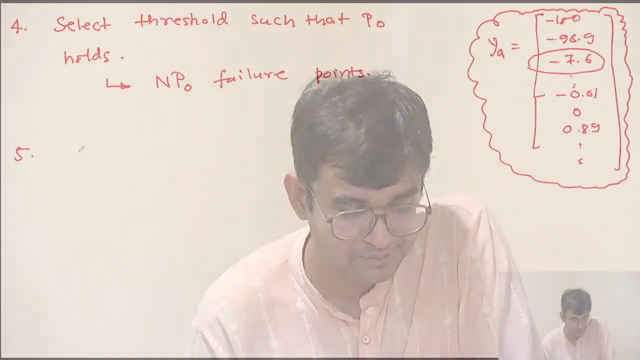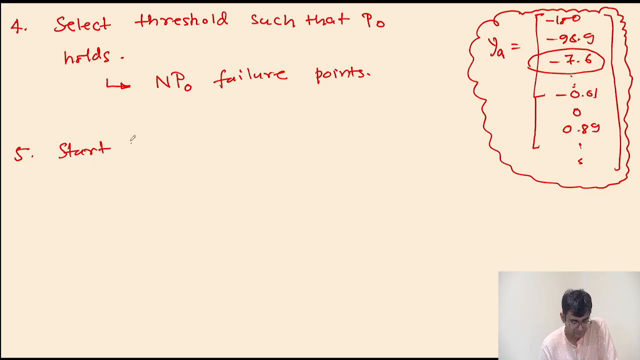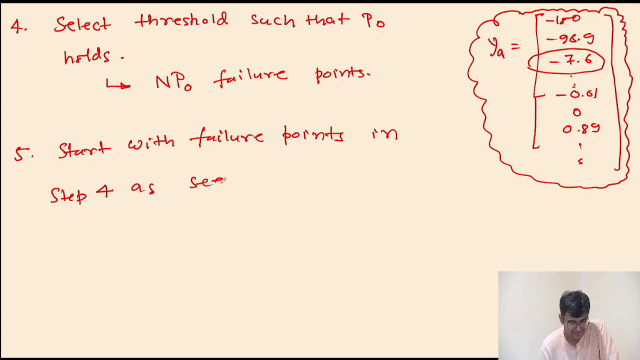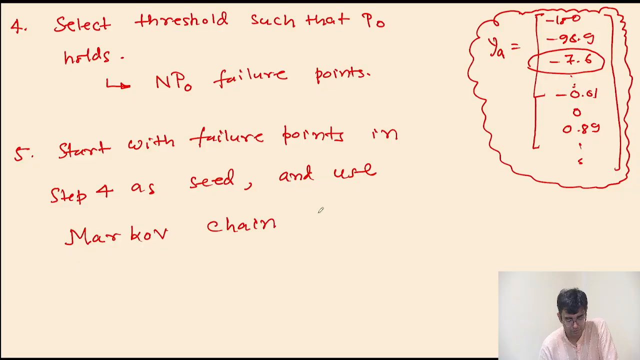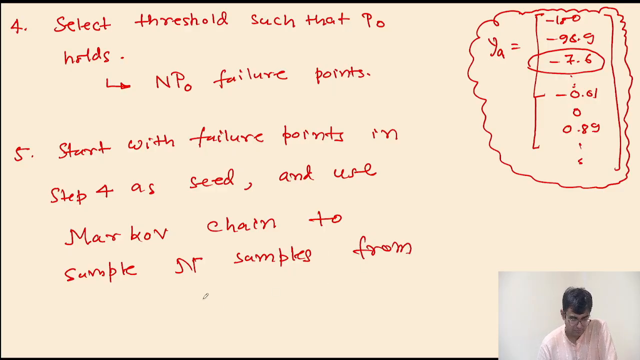So step 5 actually what you will do is that you will start with failure points in step 4 as seed. Seed means initial samples. Seed does not mean the seed number that you use when using sampling. Okay, as seed, and use Markov chain to sample n samples from probability of F2 given F1.